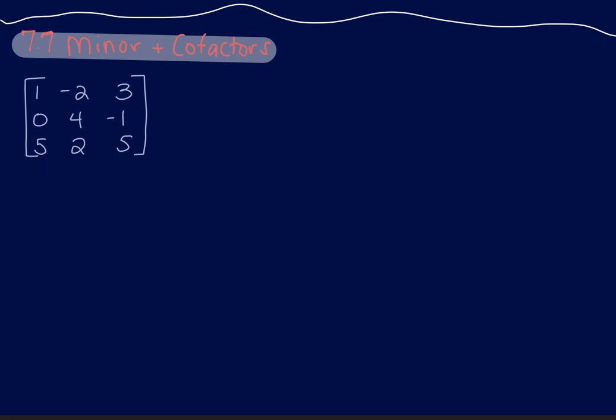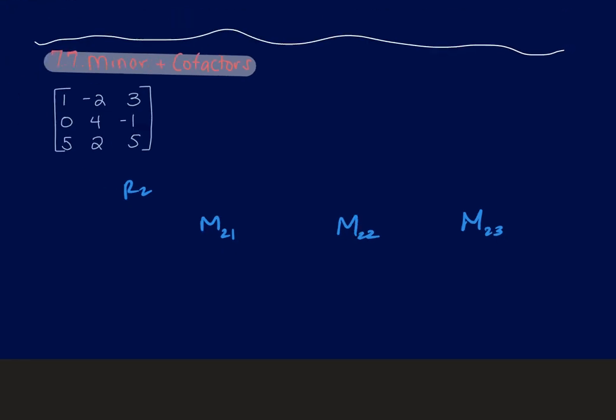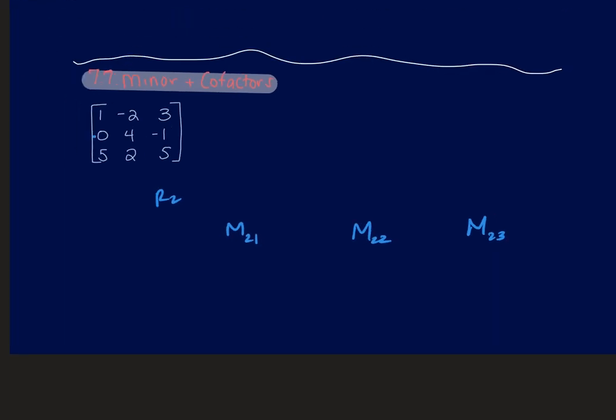So if I said go to row 2 and give me all the minors and cofactors of row 2, you would do the minor of row 2, column 1, the minor of row 2, column 2, and the minor of row 2, column 3. So I only focus on that one. Row 2, column 1 means that's what I cross out. I would find the determinant of what's left: negative 2, 3, 2, 5. Then for row 2, column 2, I would find the determinant of 1, 3, 5, and 5.